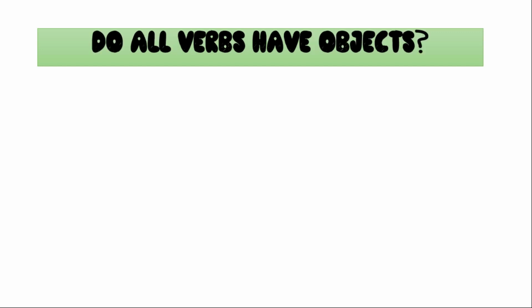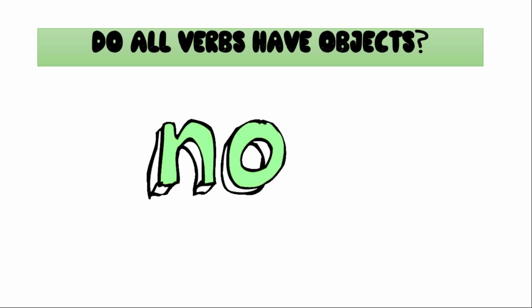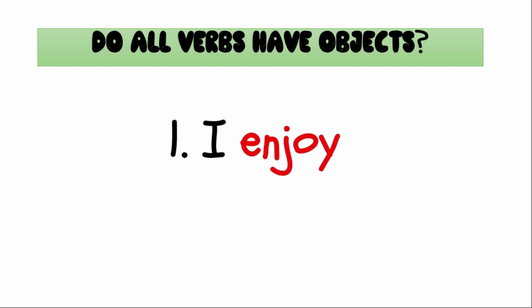Okay, after that, do all verbs have objects? We know that every single verb has a subject in one way or another, but do all verbs have objects? The simple answer is no. Not all of them. Some of them do. Like, I enjoy. This is a verb, enjoy. Does that make sense to you? Does it sound like a complete sentence? No, it doesn't, because it needs an object.